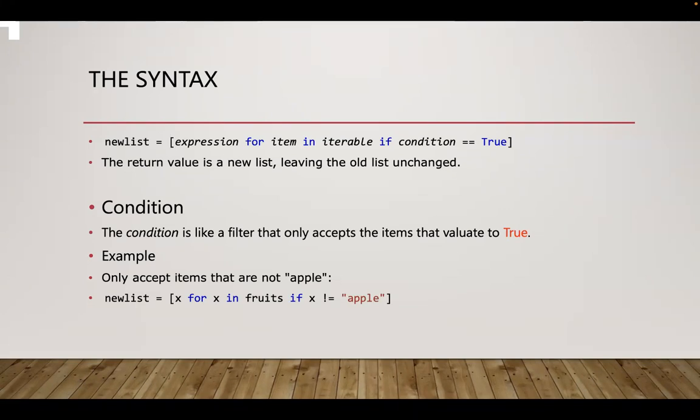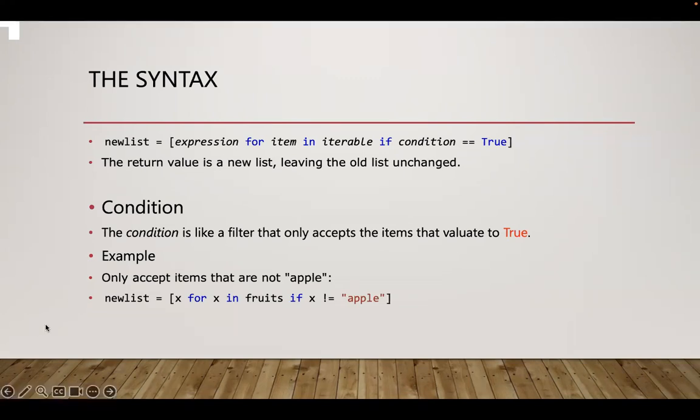The condition is like a filter that only accepts the item that evaluates to true. It's a filter that would only give value to something that is seen as true. For example, only accept an item that is not Apple. This is a very beautiful quote. You want to accept every other thing except the one which is Apple. You don't want to accept Apple, but you want to accept other things.